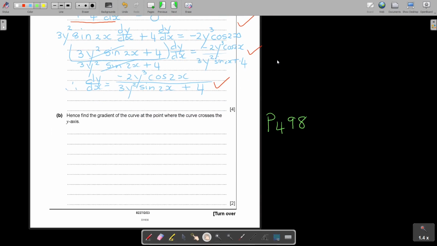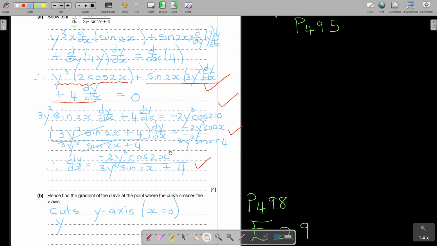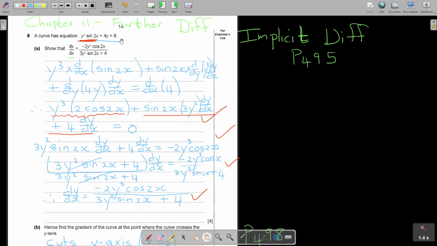And then they say, hence find the gradient of the curve at the point where the curve crosses the y-axis. The first way we will have to find is example 29. If it cuts the y-axis, then x is equal to 0. So for the curve, we first just use the original formula.